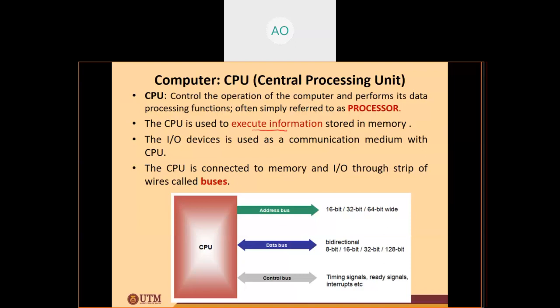The I/O device is used as a communication medium with the CPU. The I/O will communicate with the CPU to tell it whether you want to read or write or anything. The CPU is connected to memory and I/O through a strip of wire called buses. There are three buses here: the control bus, data bus, and address bus, which are connected to your memory as well as your I/O device.